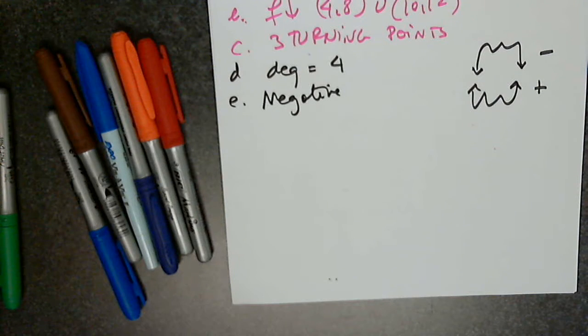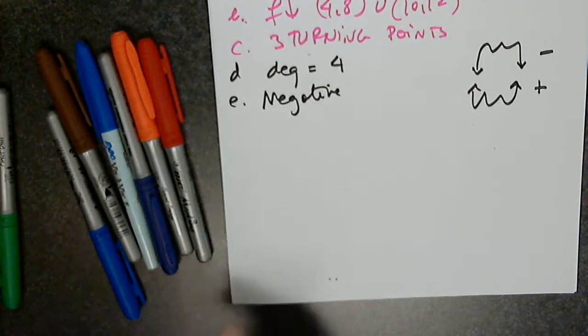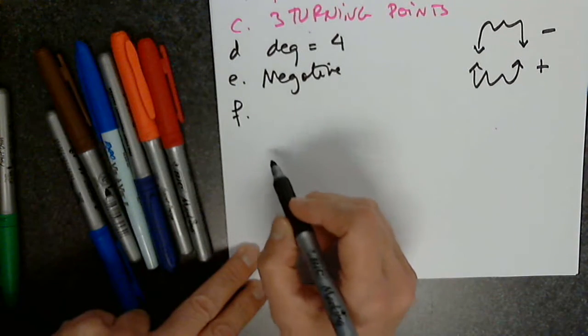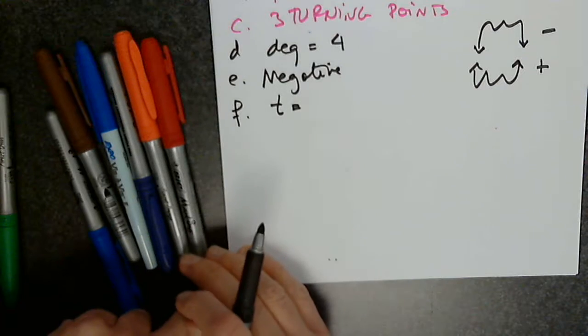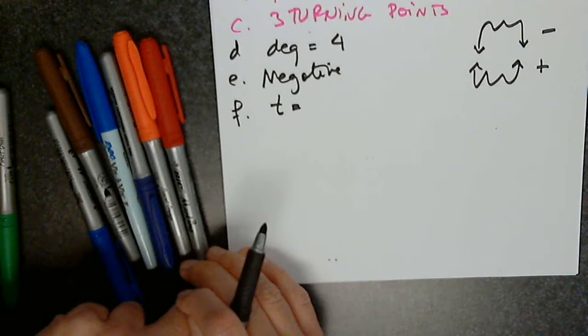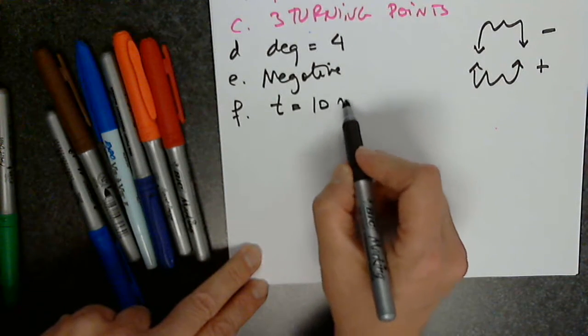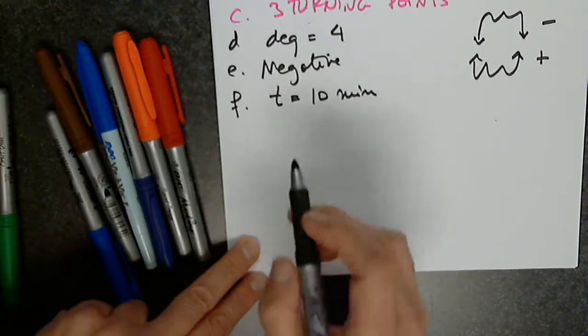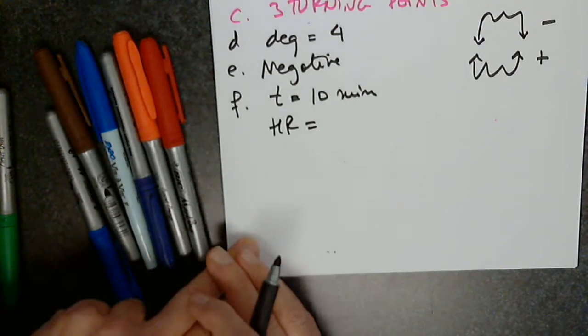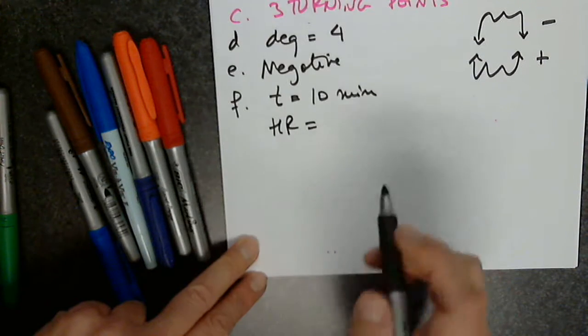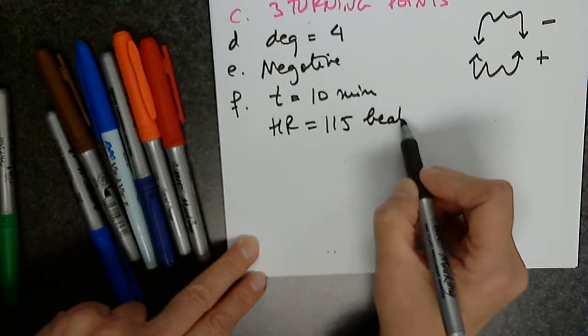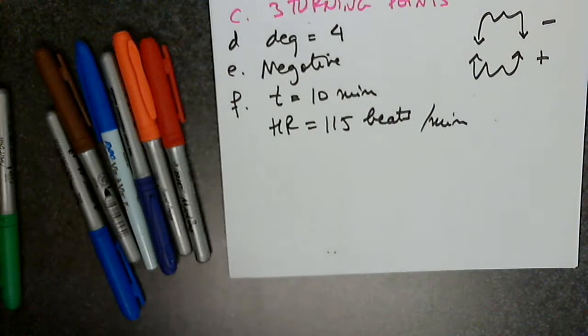Use the graph to estimate the woman's maximum heart rate during the first 12 minutes of the diagnostic evaluation. And after how many minutes did that occur? So T equals? 10 minutes. How much was it? So heart rate equals roughly? I see it between 110 and 120. 115. And that's beats per minute.